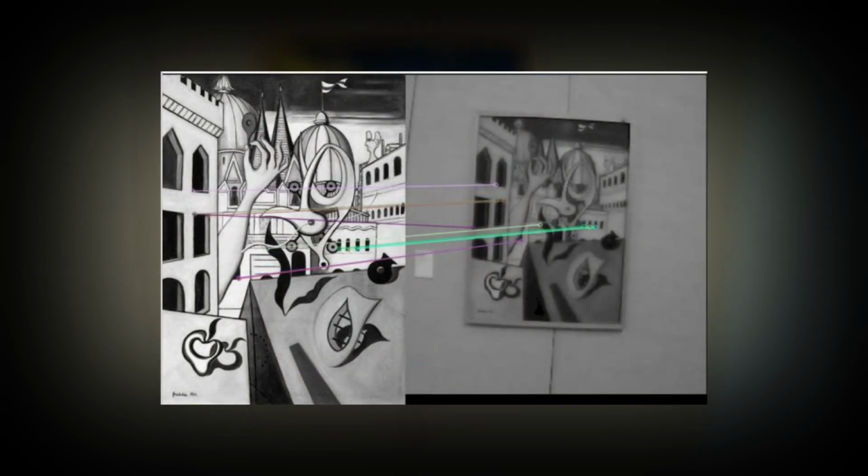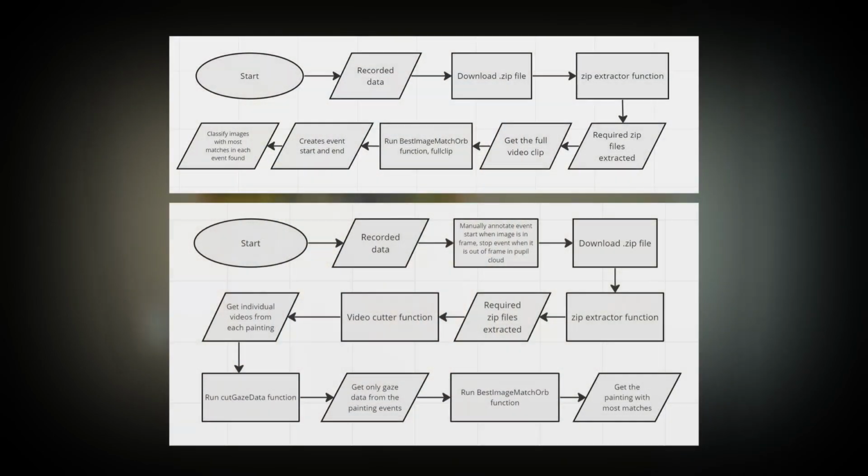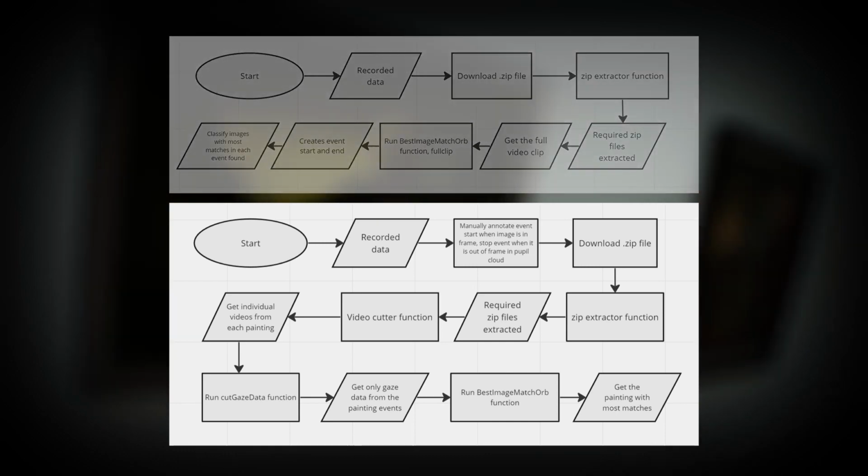To do this, we utilize the Oriented FAST and Rotated BRIEF algorithm, also called ORB, which finds key point matches between two images no matter the scale, in our case, a reference image of one of the chosen paintings and a video frame. In this paper, we present two approaches to solve the problem, a fully automatic one and one where we manually input timestamps for when participants look at a painting.